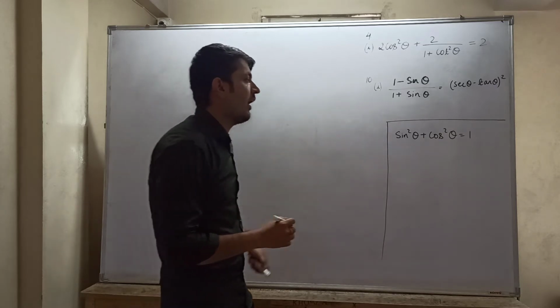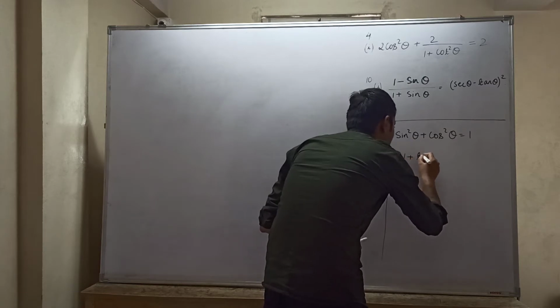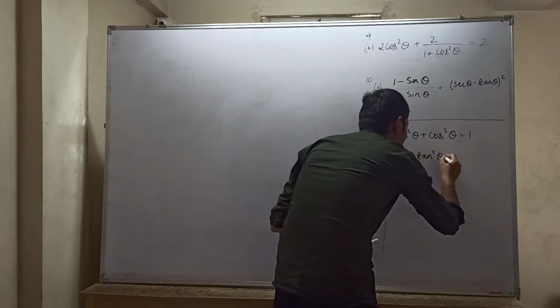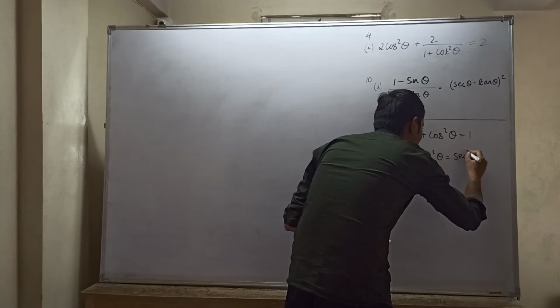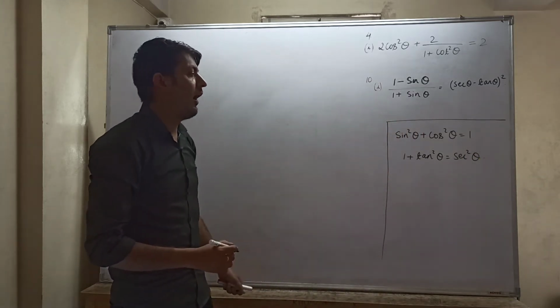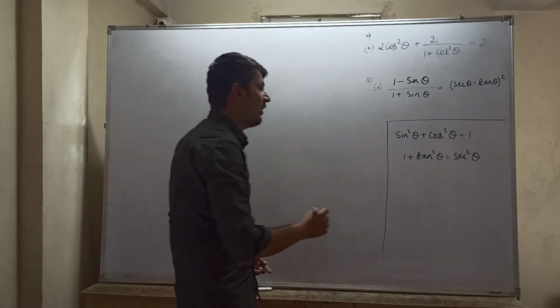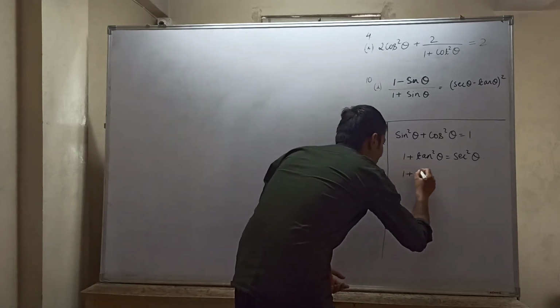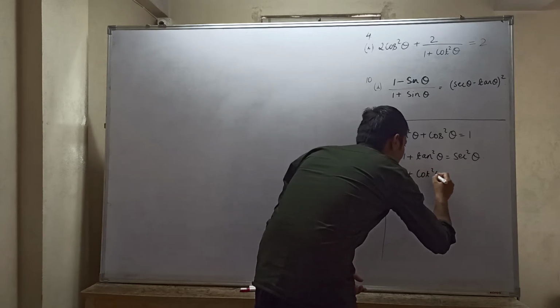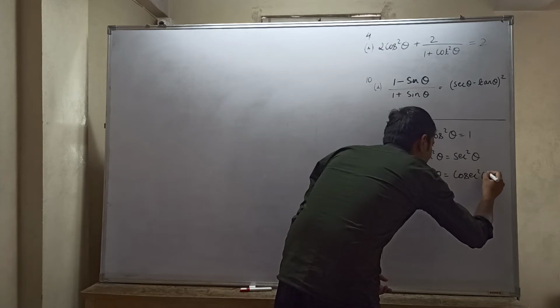Now what is the second identity relation we have done? 1 plus tan square theta is equal to how much? It is equal to sec square theta. This is your second identity relation. And what is the last one? 1 plus cot square theta is equal to cosec square theta.